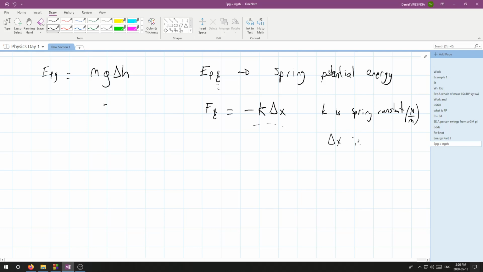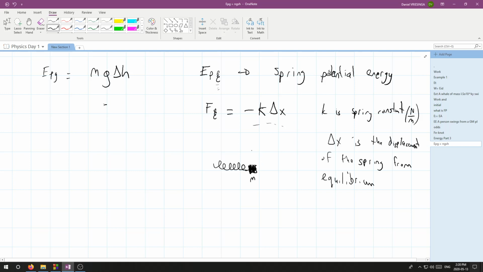Delta x is, let's say, the displacement of the spring from its equilibrium position. So the place where it likes to not move. You know, when a spring is just sitting there like this, and it's not stretched at all, and there's my little object on the spring. Okay, let's say it's a mass or something like that, right?